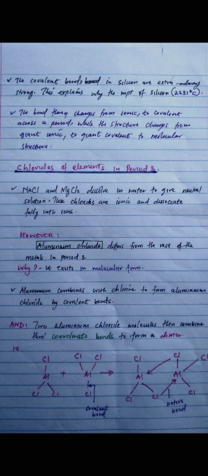So aluminium chloride plus aluminium chloride, where we can see covalent bonds forming within each aluminium being surrounded by 3 chlorides, and therefore it forms a dimer where the 2 come together, and the connection between the 2 is a dative bond.